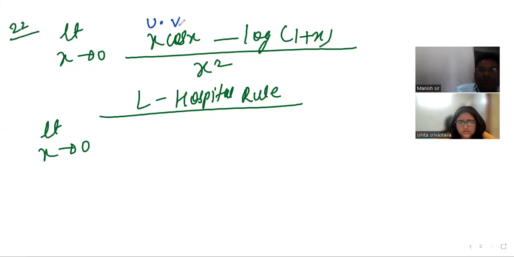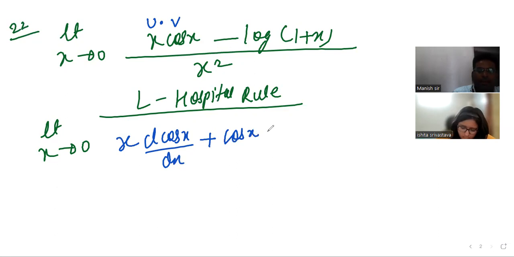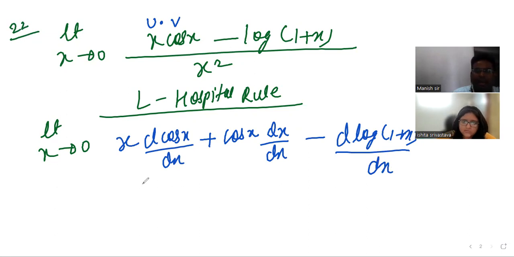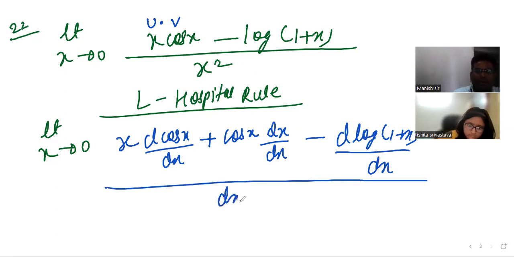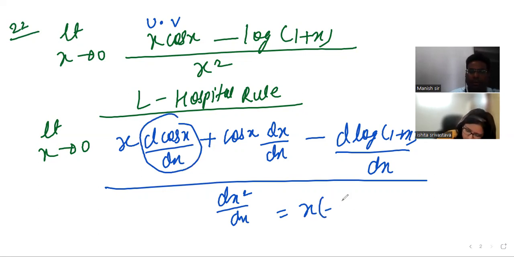So this is your u, this is your v. So it will be x, differentiation of cos is minus of sin x, right? Plus, now I will take cos x outside, and we will differentiate x with respect to dx, minus differentiation of log of 1 plus x by dx. And as we know, differentiation of x square by dx will be... So let's differentiate now. So it will be x, and differentiation of cos will be minus of sin of x, plus cos of x, and differentiation of dx by dx is 1.